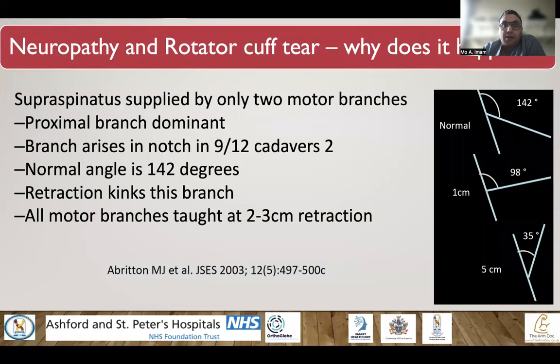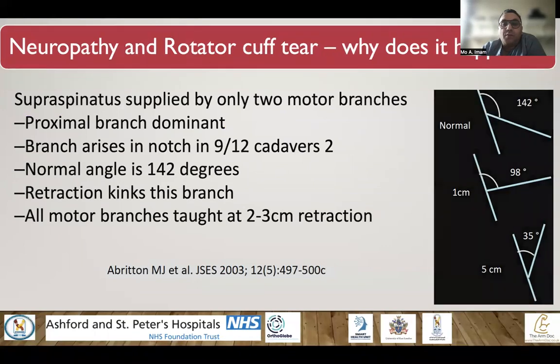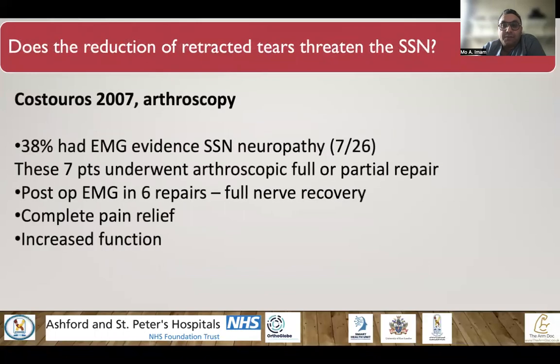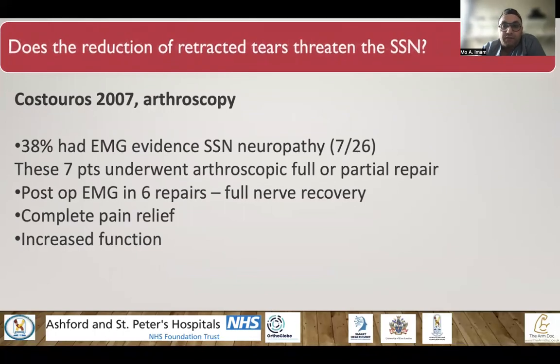If you have cuff tears, it's all about the angle of the cuff, because normally it should be 142 degrees. In massive tears, it is 35 degrees. And Apaydin published their studies that they found 2 to 3 centimeter retraction of all motor branches. Warner and Gerber published a paper on traction injuries if there is a retraction of more than 3 centimeters. Kostretzis, a surgeon in Stanford, in his fellowship with J.P. Warner in Harvard, they found that after repairing these tears, the nerve achieved full recovery.